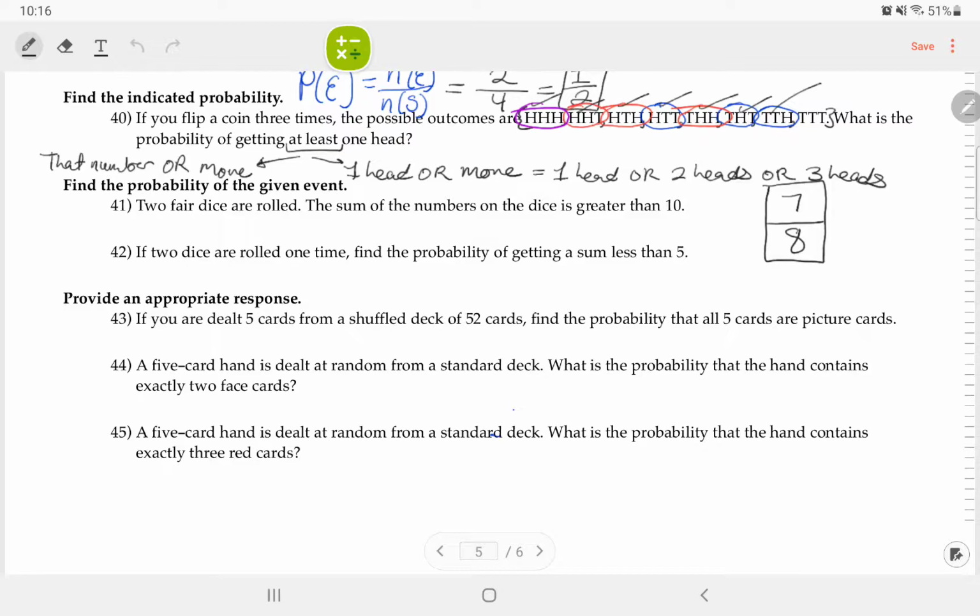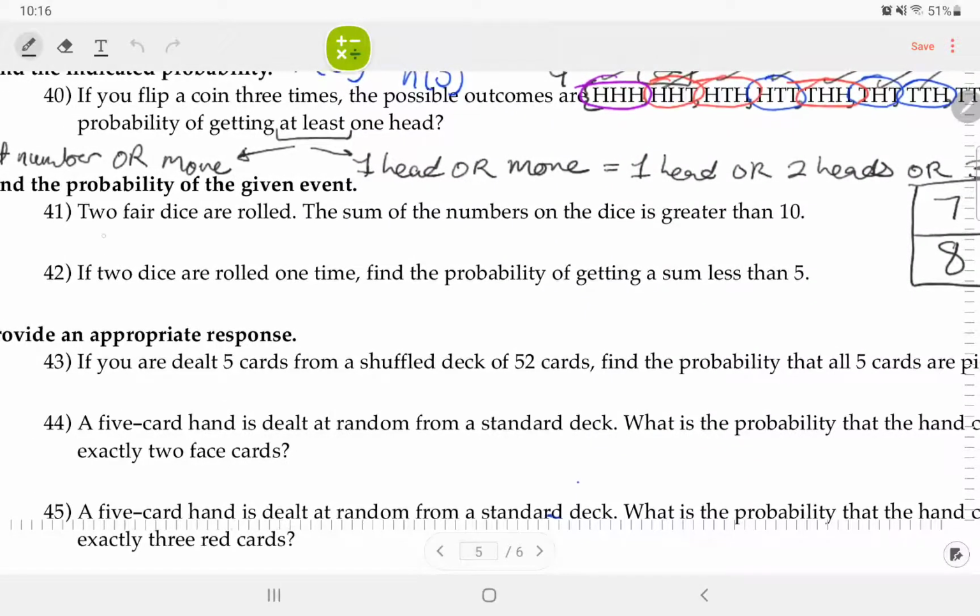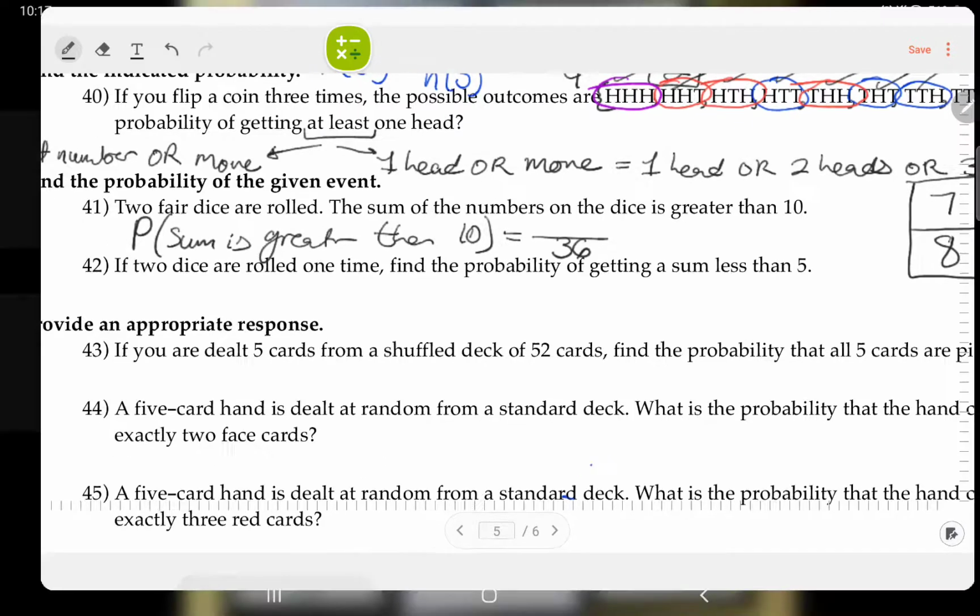It says, find the probability of the given event. 2 fair dice are rolled. The sum of the numbers on the dice is greater than 10. So remember what I said before. There are 36 options. So you want to find the probability the sum is greater than 10. So out of 36 options, we're going to go back to the sample space.